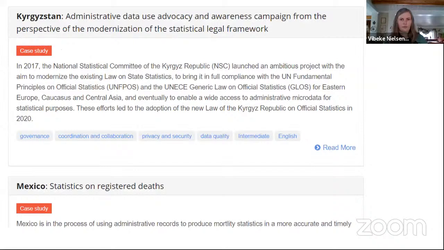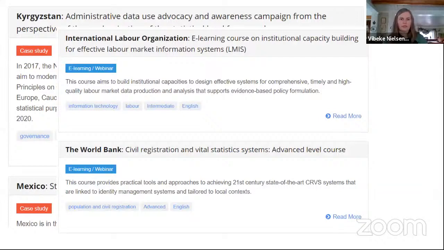Just showing what a case study here could, for instance, look like. We have an example from Kyrgyzstan related to the modernization of the statistical legal framework. You will see that it's highlighted in red as a case study, that you can also find different thematic words or kind of keywords that you can use. And you can also click to read more. And for the case studies, there is quite a lot of information provided. So have a look and see what you can find and what could be useful for you in your context. Second, we also have e-learning and webinar as a thematic area, a topic that you can focus on or look for. Here are just two examples of e-learning courses from ILO and from the World Bank.